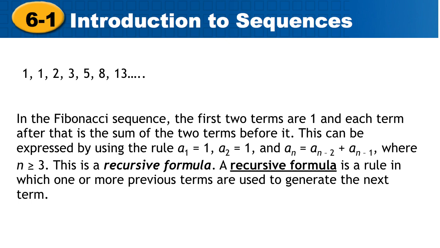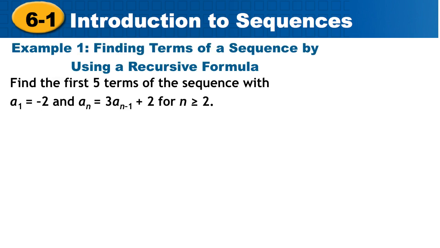We are going to talk about two formulas in this section. The first formula is the recursive formula. What does that mean? A recursive formula is a rule in which one or more previous terms are used to generate the next term. Like the Fibonacci sequence, in order to get the following term, we need to use the two terms before it. So we depend on the previous terms to generate the next term. This is called a recursive formula.